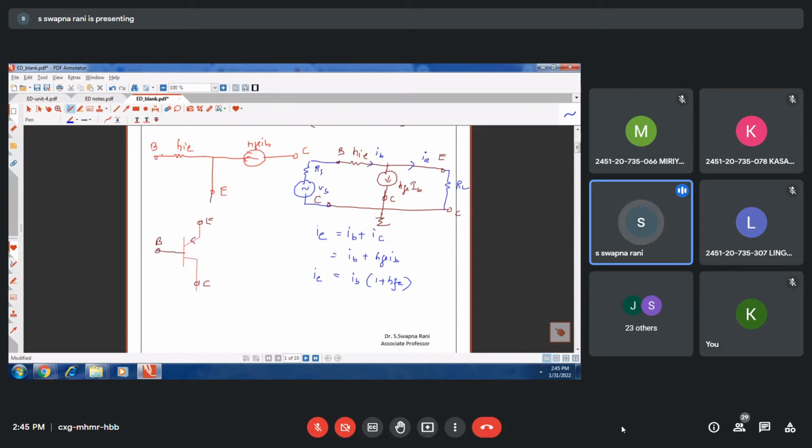That is the emitter current, and the same emitter current will flow through the load resistor. And IL and IE will be the same.